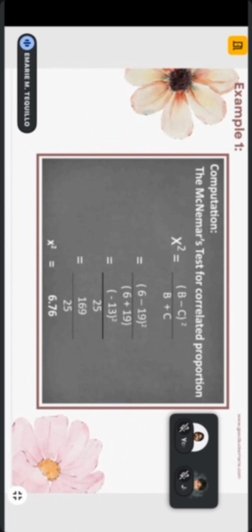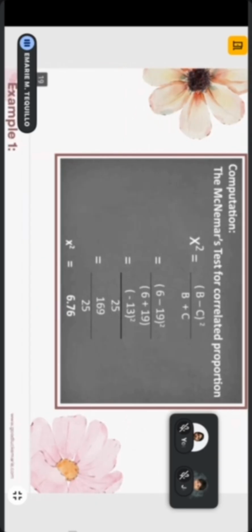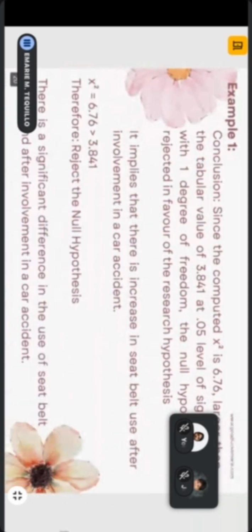So, the formula is chi-square equals (b minus c) raised to the power of 2 over (b plus c). You only have to substitute the given values or data that we accumulated. So b is equal to 6 and c is equal to 19. If you compute this, you will get chi-square equal to 6.76.